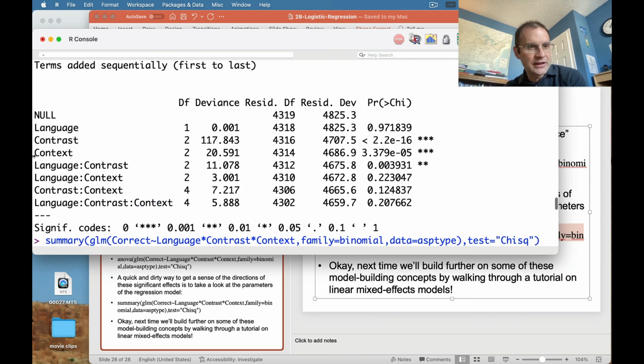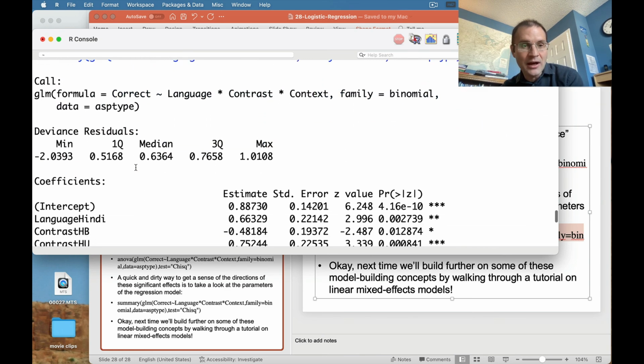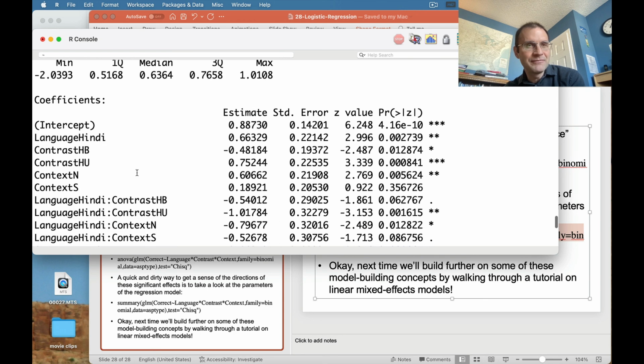There's a significant effect of context as well. Those levels were L and an S, long voicing, no voicing, and short voicing. It looks like the only one that makes a difference there is the no voicing. They were getting more correct responses for that because this is a positive number and it's significant as well.